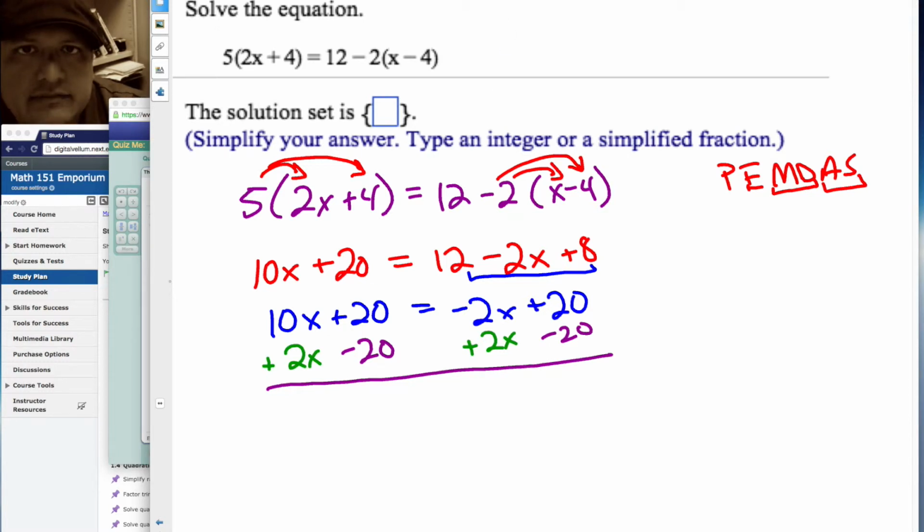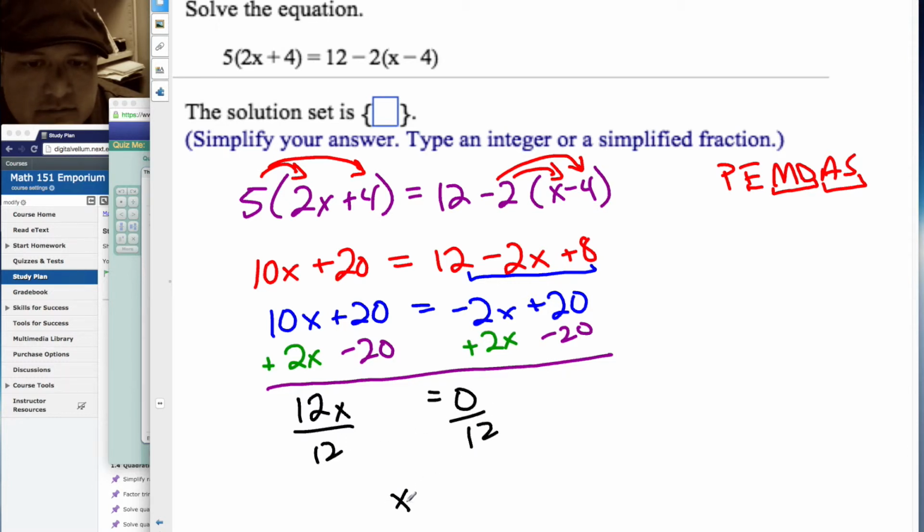So now we have 12x equals 20 minus 20 is 0. Divide both sides by 12. We get x equals 0.